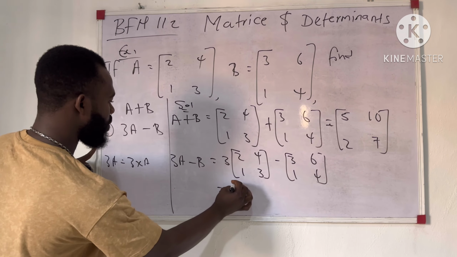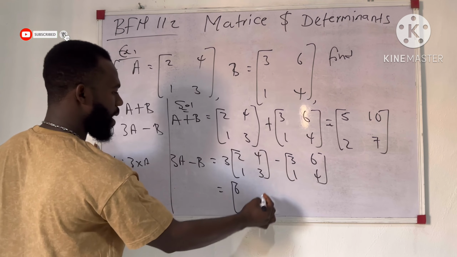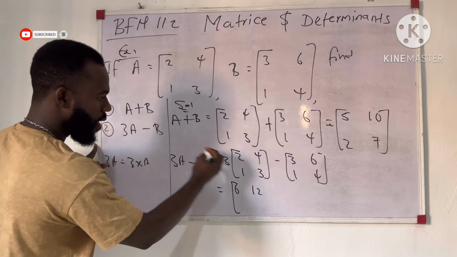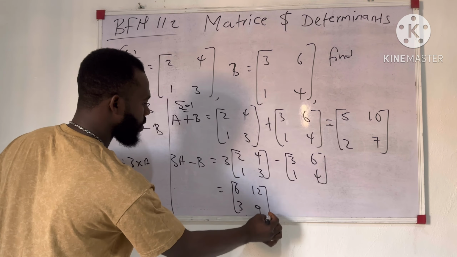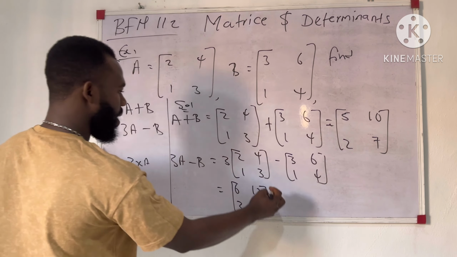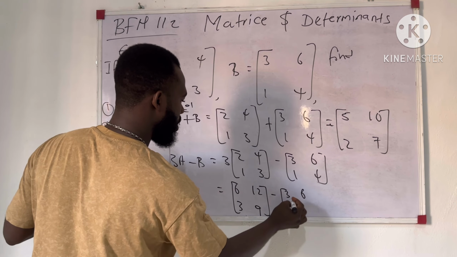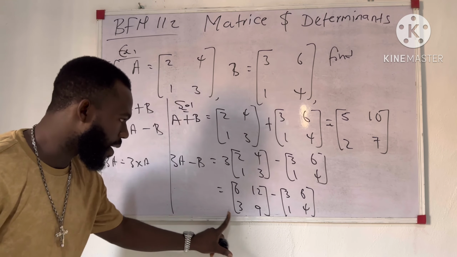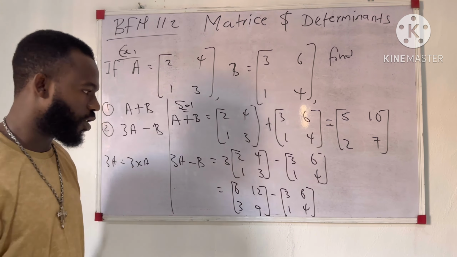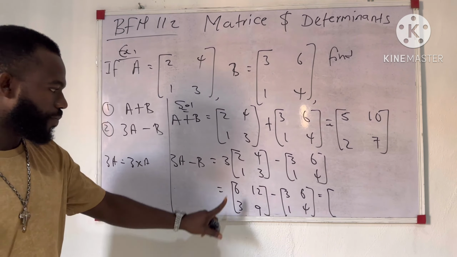If we do that, we're going to get this. 3 multiplied by 2 gives us 6, 3 multiplied by 4 gives us 12, 3 multiplied by 1 gives us 3, and 3 multiplied by 3 gives us 9. Now minus, here we have 3, 6, 1 and 4. Again, no more number outside, so now we can subtract. So class, when we subtract, we'll be getting this.